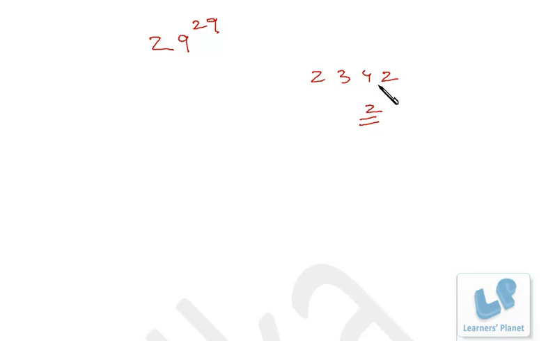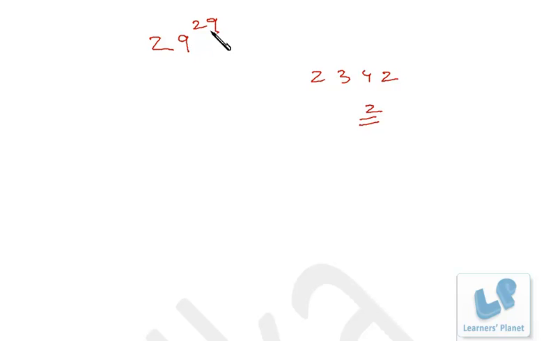Sum of the digits should be divisible by 9. So in this case, 2 plus 3 plus 4 plus 2, that's 4 and 3, 7 into 9. After that, 2 is the remainder. Okay, so digital sum is also 2. The same logic we have to apply over here.